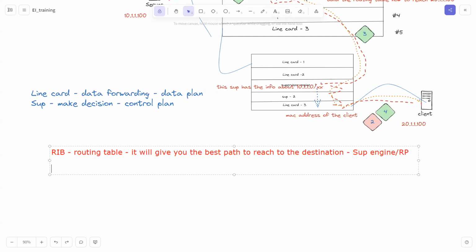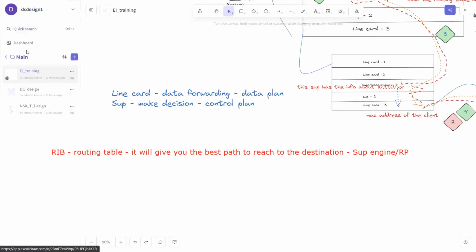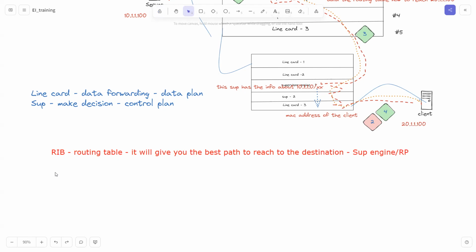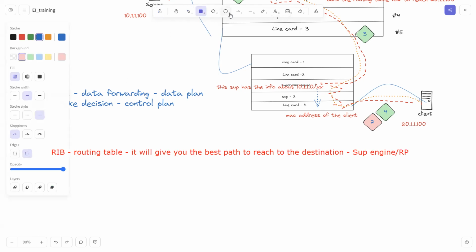Any doubt in this? Okay. Okay. One sec. I have logged this. And oops. And then just want to change the color.